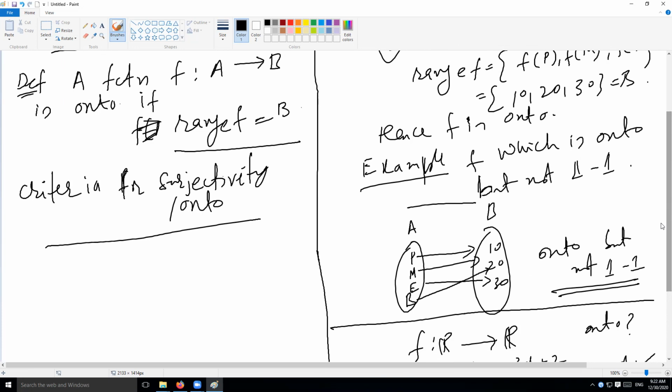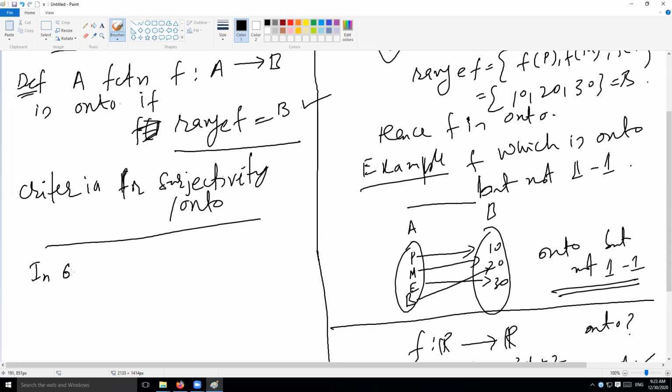a function is onto? So the definition is the same actually. To prove it onto, you have to show that the range is a subset of B. Range is equal to B. That's what we have to show. But now, in order to show these two things, like this equality, you have to show two things.